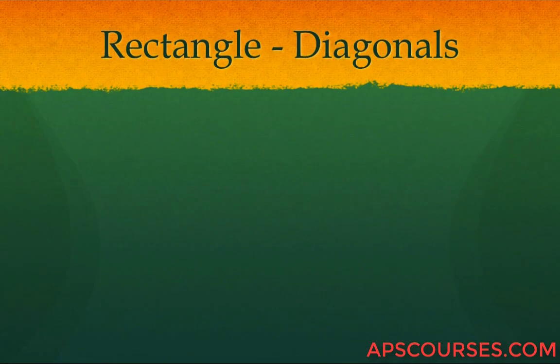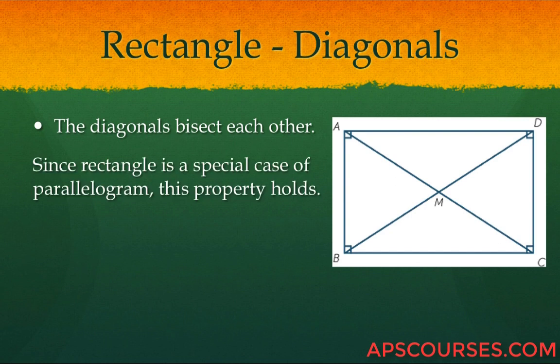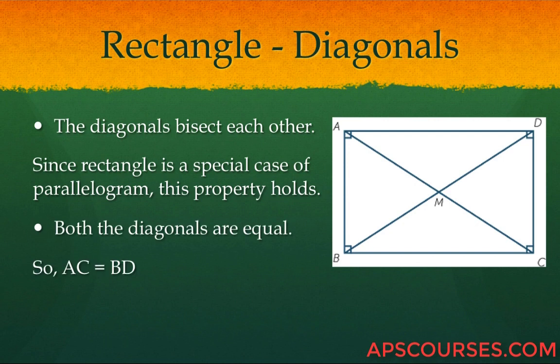The diagonals of a rectangle. In this figure, ABCD is a rectangle. The diagonals of a rectangle bisect each other. Since a rectangle is a special case of a parallelogram, this property will obviously hold. And since both the diagonals are equal, AC is equal to BD.